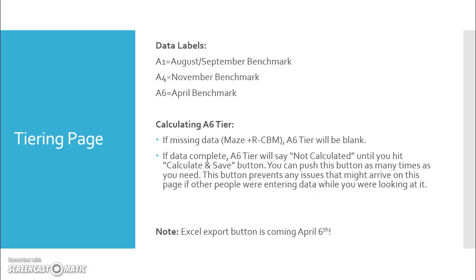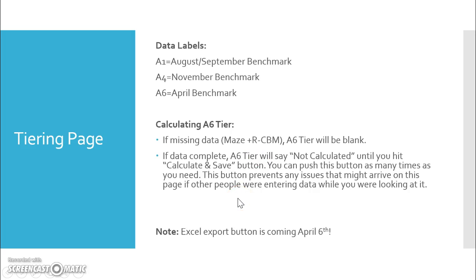The reason this button has to be there is in case multiple people on your campus are entering data at the same time. It could cause this page to get confused. So by having the calculate and save button, that lets you know that what you're looking at is the most current, most up-to-date data. So you can push calculate and save as many times as you want, and it'll reload the page, okay?